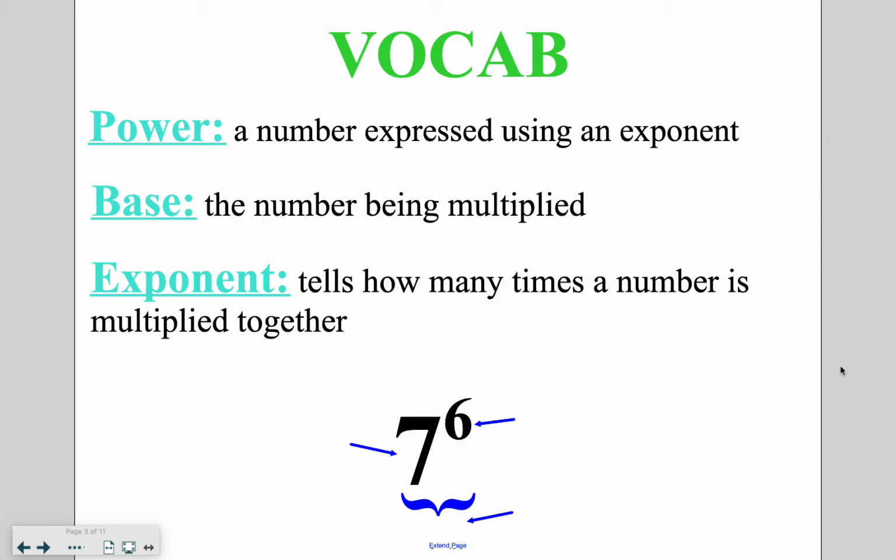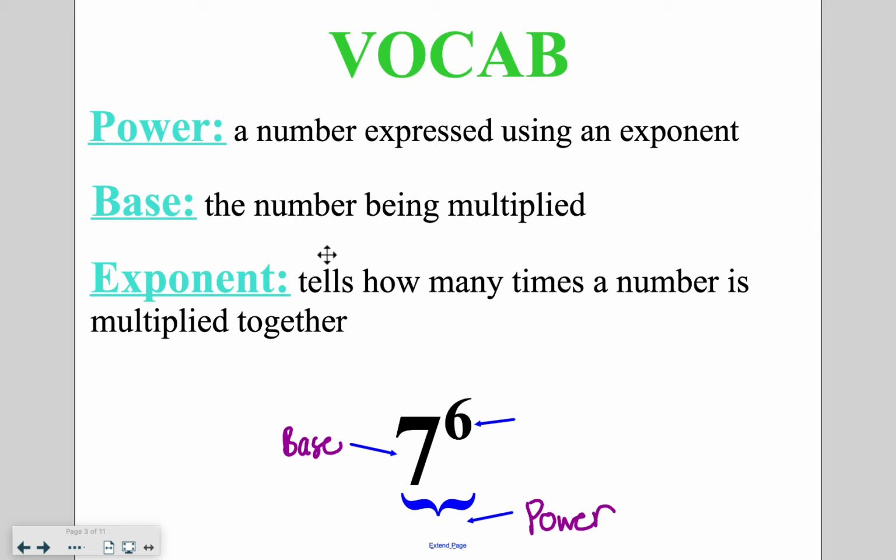The first term we have is power. This is a number being expressed using exponents. So this whole example down here, all together, the 7 and the 6 combined, is a power. The base is the number that is being multiplied. That's going to be the larger number as you are looking at a power.